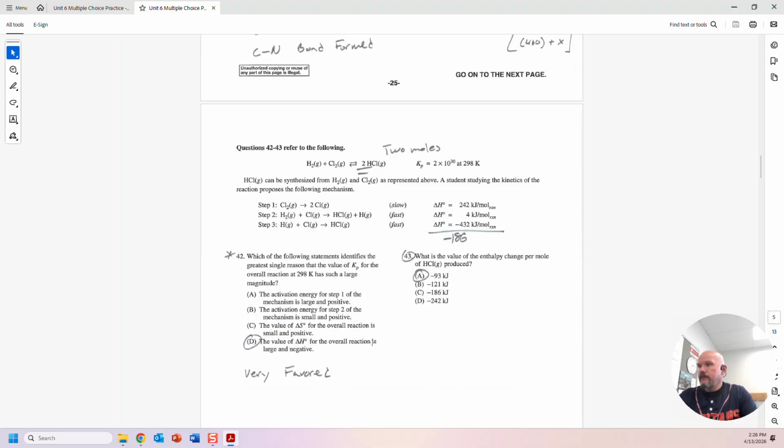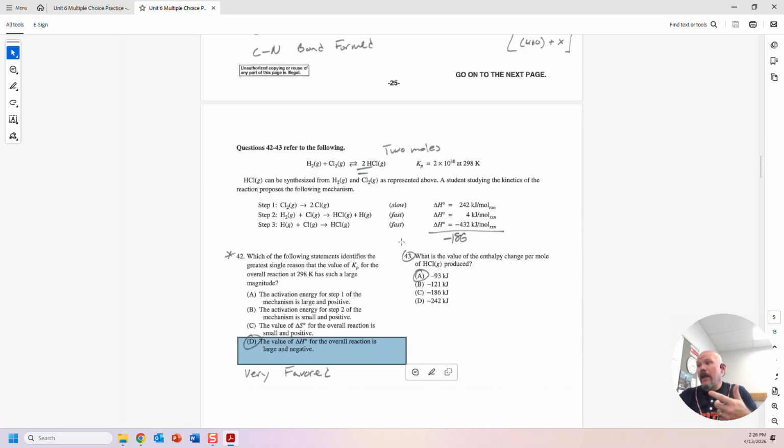If choice C, if we had a delta S that was very big and positive, that could be an answer. But we know delta S is going to be a small value because there's not a big difference in entropy on either side. So entropy change, even if it's positive, isn't going to be the driver of favorability. It's going to be the fact that it's very exothermic.